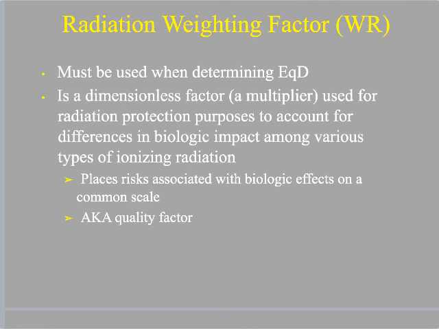So we need this in order to quantify or calculate an equivalent dose. It's a dimensionless factor, and basically we just multiply it to the gray, and the outcome is the equivalent dose in sieverts, right? It's the equivalent dose in sieverts. This places the risks associated to biological effects on kind of a common scale. Sometimes we also call it a quality factor. In fact, your CT textbook refers to this as a quality factor. For the most part, though, I will refer to it as radiation weighting factor, or W sub R.